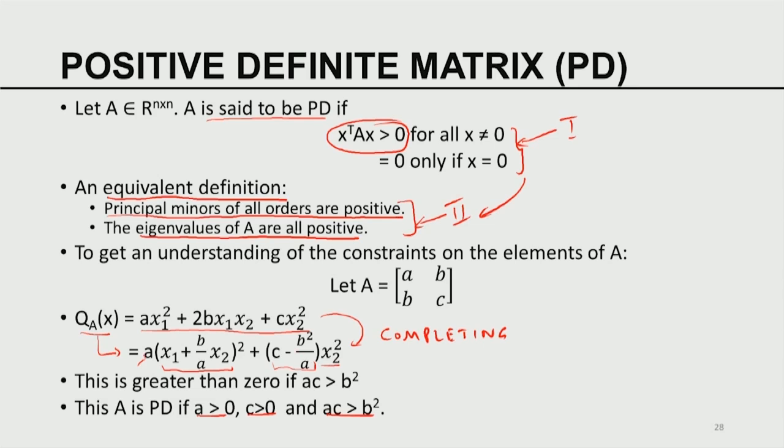A is positive, this is positive. I could have rewritten this by completing the square the other way, and that will give you C as positive. So a matrix of this type is said to be positive definite if A is positive, C is positive, and AC is greater than B square. So this is an example of a positive definite matrix with this condition. You can see, not every matrix is positive definite. Positive definiteness brings constraints on the values of the elements of the matrices.